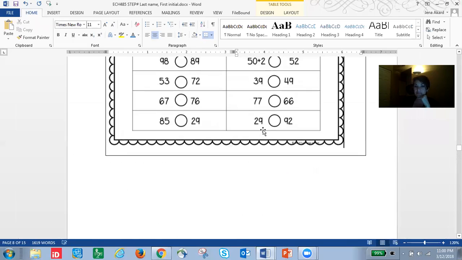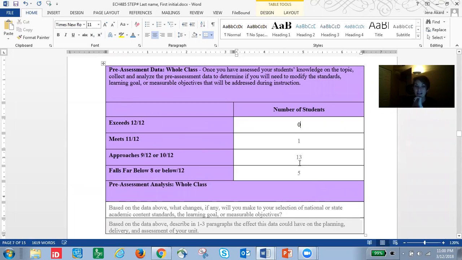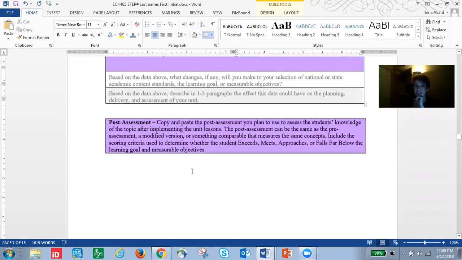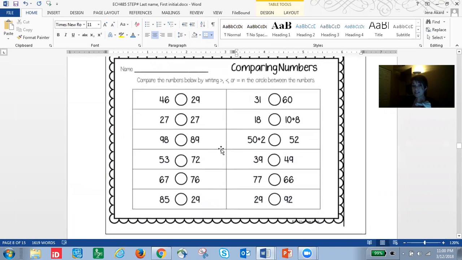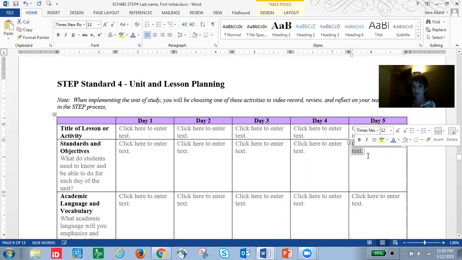All right, so based on my previous data when I did the pre-assessment, this is what it looked like. I had one student meeting, so they got 11 out of 12, 13 approaches, and then 5 students fell far below. I talked about that here and what I need to do to meet those students' needs, and then I put that post-assessment here. Now, knowing that this is going to be day 5, this post-assessment, I'm going to work backwards. So the standard objective, I'm going to take from number 2 and plop it right in there.